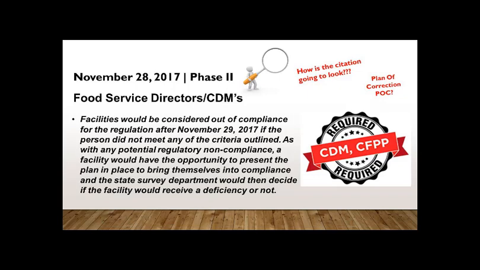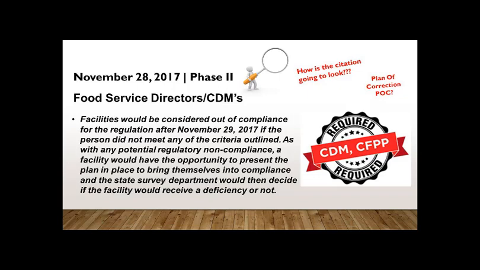Because what will happen is one of their bosses higher up in your state, when they turn in their list of citations, they will review this and they will say, okay, what was the plan? What did the facility have planned for this to become compliant?